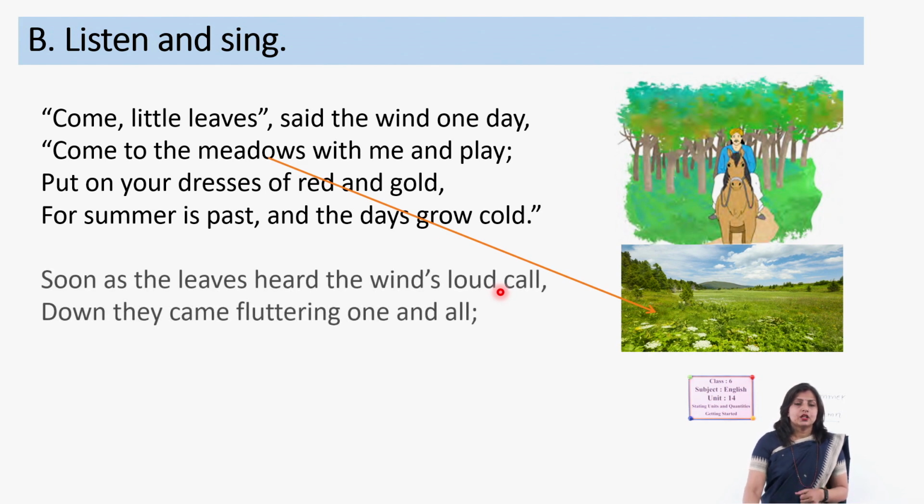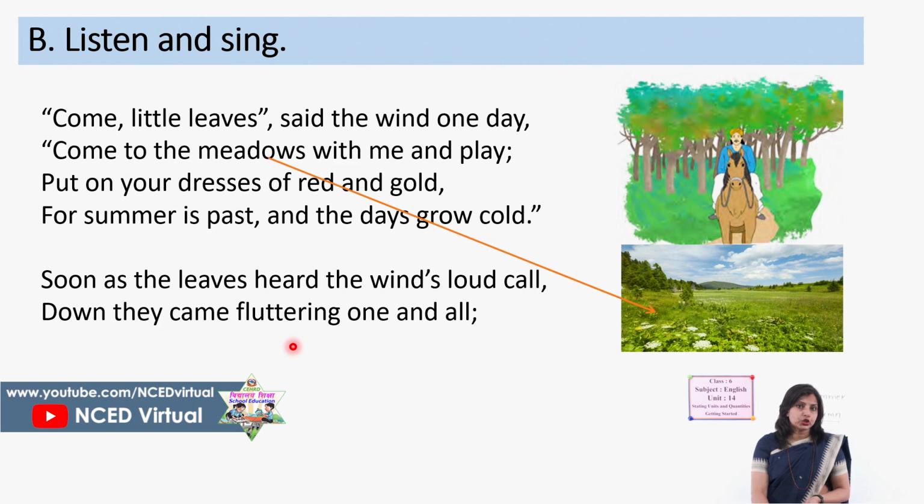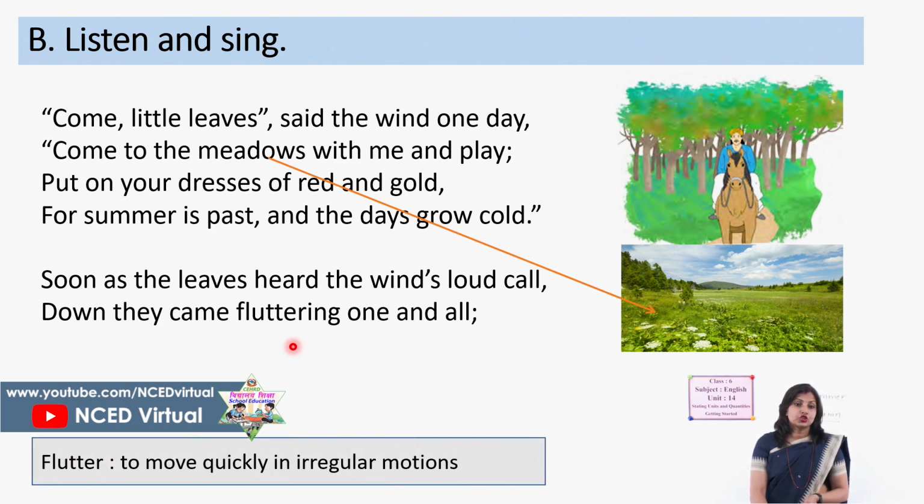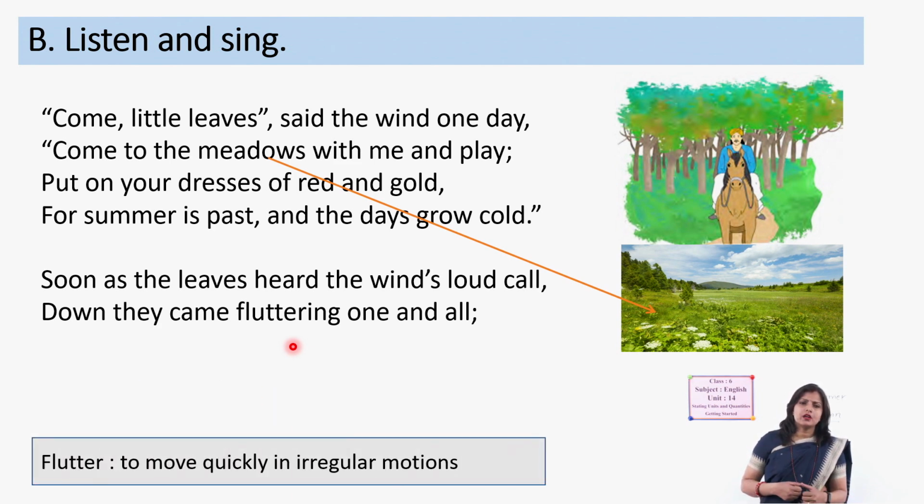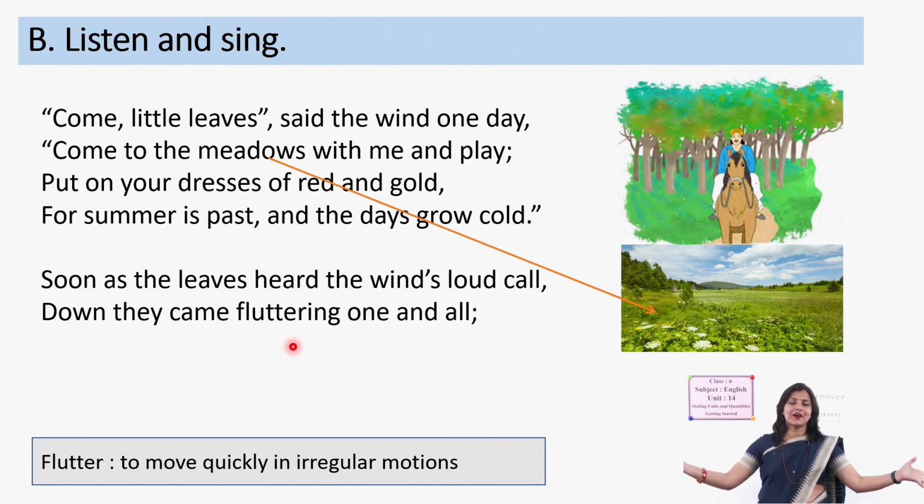Soon as the leaves heard the wind's loud call, down they came fluttering, one and all. What do you mean by fluttering? To move quickly in irregular motions. Like when the bell rings at 4 p.m., how do you run from school? Yes, you feel so relaxed. Oh my God, I'm free now, and then you run, yes, here and there just to reach your home faster.